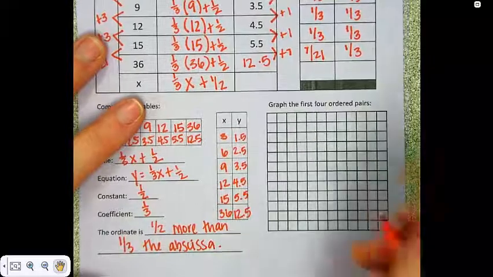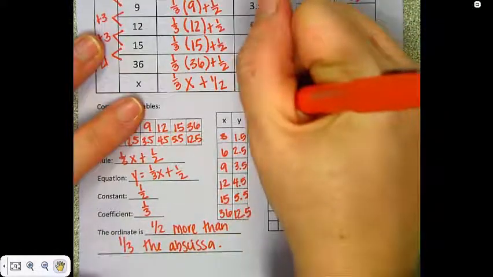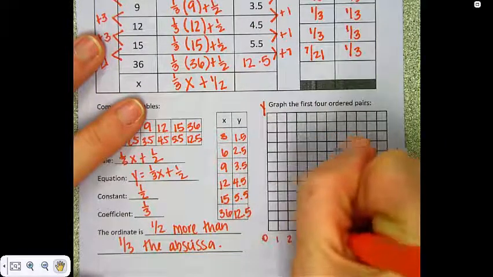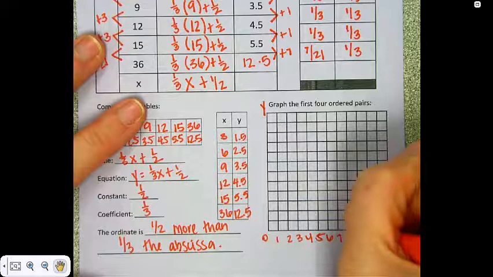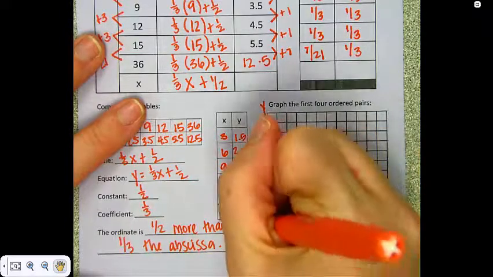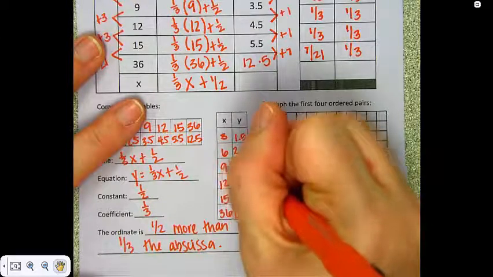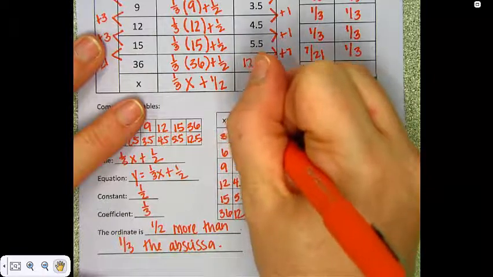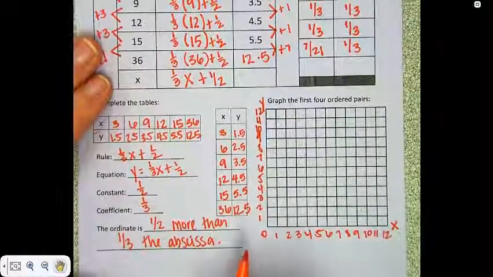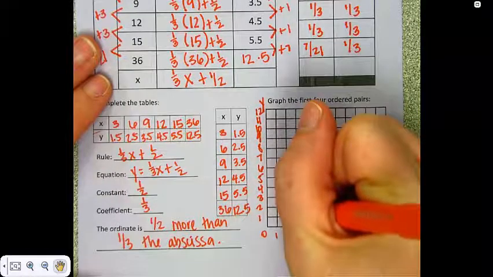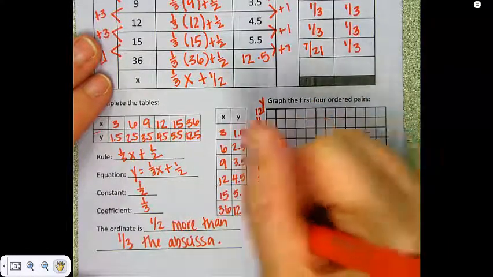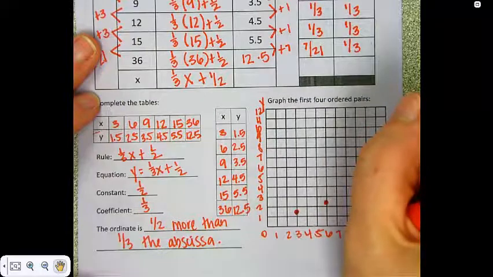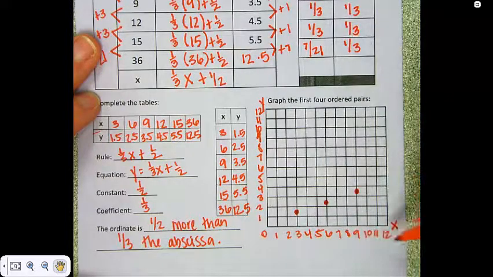Okay, and then if we come over here and we graph our points, and label my axes, I'm going to create my scale. Okay, and then I'm just going to plot my points. I have 3, 1.5. I have 6, 2.5. 9, 3.5. And then I have 12, 4.5.